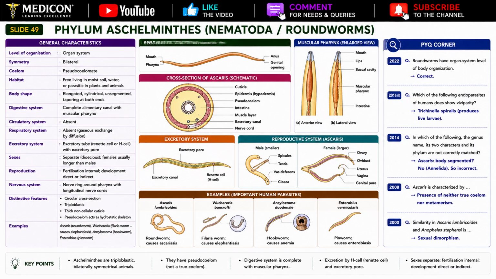Examples important to human parasites are Ascaris lumbricoides, roundworm causes ascariasis, Wuchereria bancrofti, filarial worm causes elephantiasis, Ancylostoma duodenale, hookworm causes anemia, and Enterobius vermicularis, pinworm causes enterobiasis. Key points are Aschelminthes are triploblastic, bilaterally symmetrical animals. They have pseudocoelom, not a true coelom. Digestive system is complete with muscular pharynx, excretion by H cell, renette cell, and excretory pore. And sexes are separate. Fertilization is internal, and development is direct or indirect.